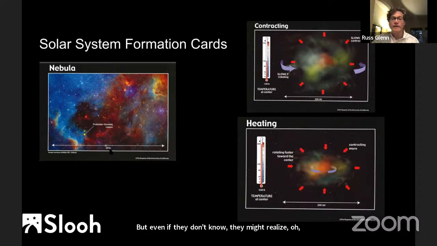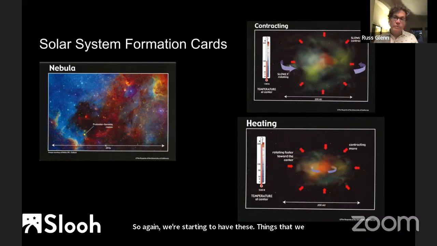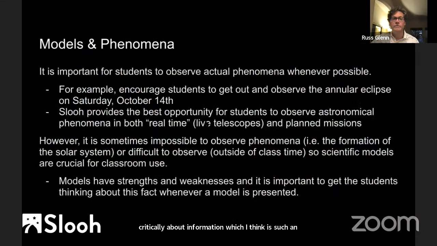Now, they might not know what a light year is, so that might be a little misleading. Again, we're starting to have these things that we can talk about later when we're debriefing this activity. Like, you saw 28 LY. What did that mean? They didn't know it meant light year, or maybe they did. Who knows? But those are all great ways to get them thinking critically about information, which is such an important part of what we do as teachers.